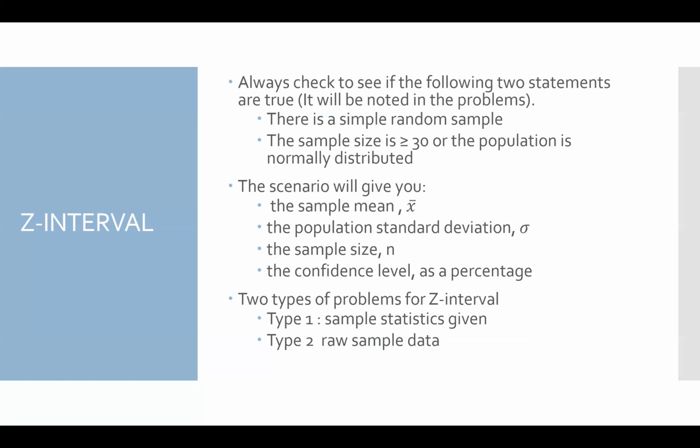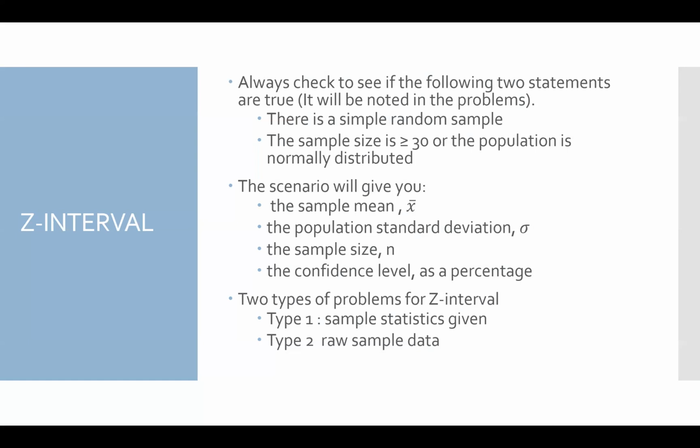And so you're given a scenario. It's usually in paragraph form, 3 to 4 sentences, but in that paragraph, for the scenario, you're going to be given 4 pieces of important information. You should be told the sample mean, the population standard deviation, the sample size, and the confidence level, which is typically stated as a percentage.